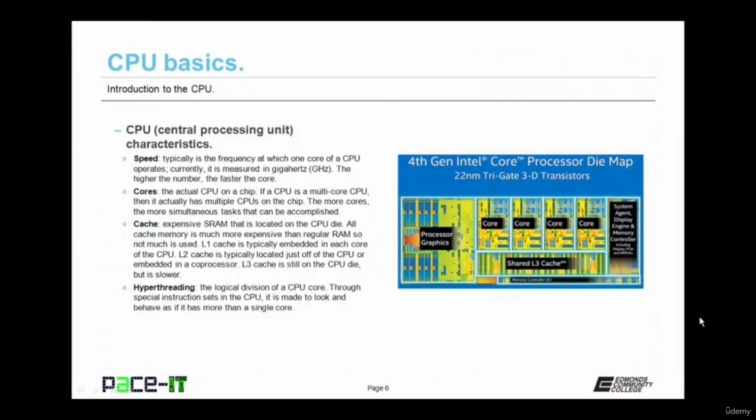So now let's talk about the central processing unit, the CPU. The first characteristic of it is speed. Speed typically is the frequency at which one core of the CPU operates. Currently, it's measured in gigahertz. The higher the number, the faster the core.